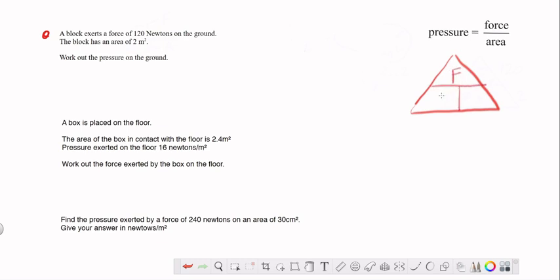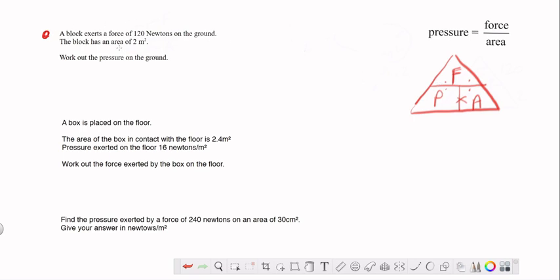Force, pressure, area. So if you wanted to work out, for example, the area, you'd have to do force, this force here, divided by pressure to get the area. Or you could do force, this force over here, divided by the area to give you pressure. Right, the first question is perhaps the easiest.